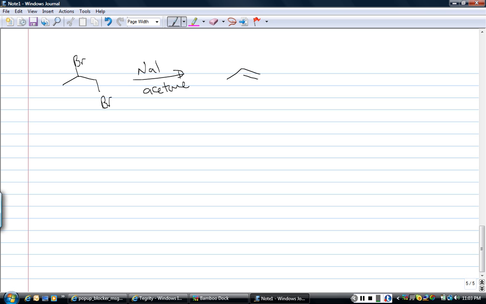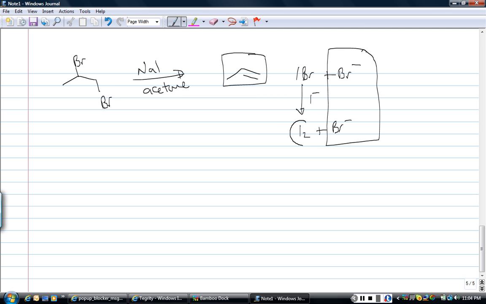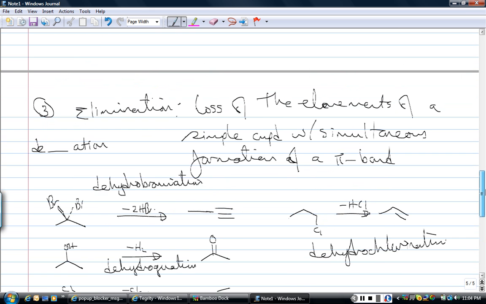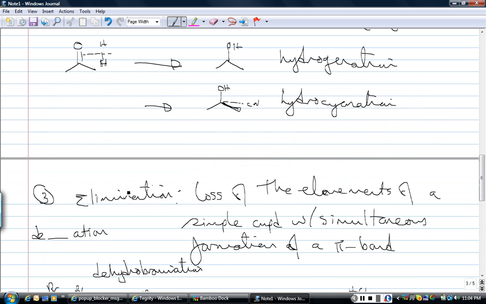But when I look at the products of the reaction, I actually don't make Br2. What I actually make in this reaction is, at least initially, IBr and Br minus, and then eventually the IBr reacts with another iodide, and I make I2 and Br minus. So when I look at the products of the reaction, they are actually the alkene, 2 bromides, and I2. Those are my products. Nowhere in my product is there bromine, which is why in the definition of elimination we don't say that we lose a simple compound. We say we've lost the elements of a simple compound.